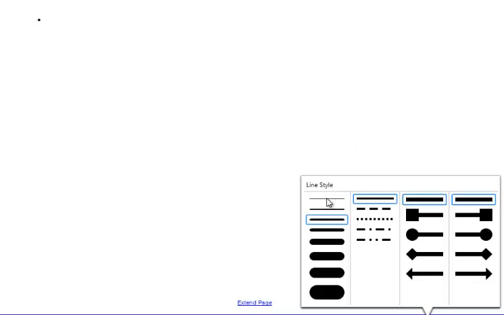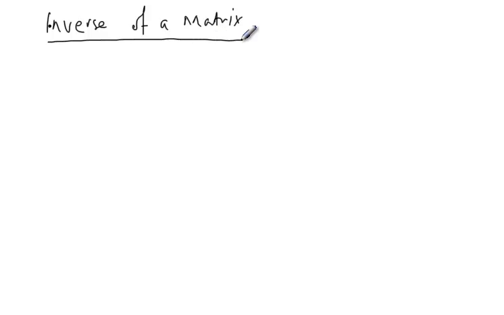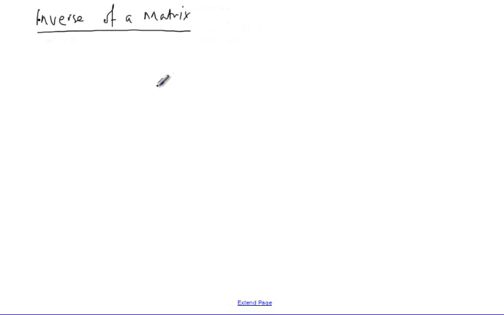Right. In our previous presentation, we said we're now going to try to compute or determine the inverse of a matrix. Right. We're going to start simple here. Now I'm going to start with a matrix of 2 by 2.